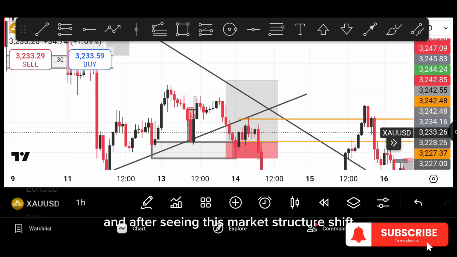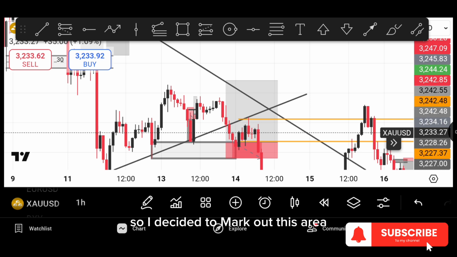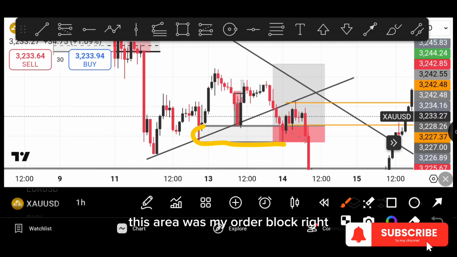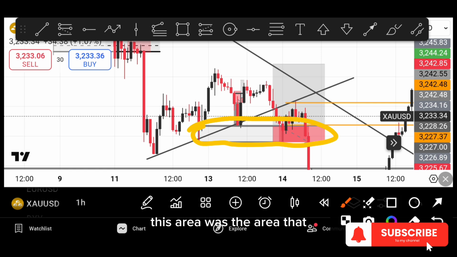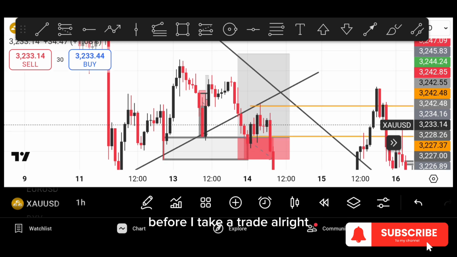And after seeing this market structure shift, all I need to know is that the trend of the market is automatically going to change, right? So I decided to mark out this area. This area was my order block, right? This area was the area that created this market structure shift to the upside. So I marked that out and expected price to get back into that zone before I take a trade.